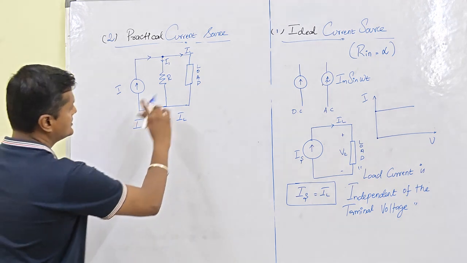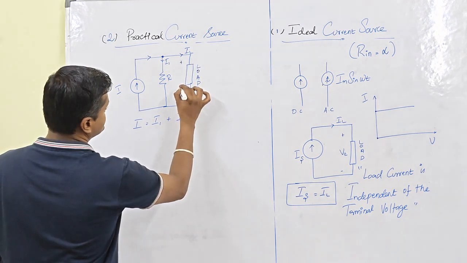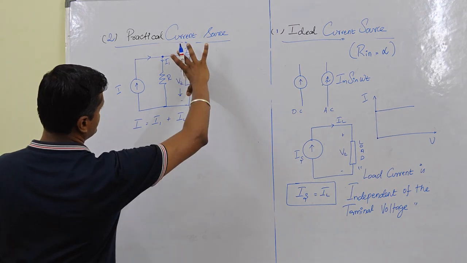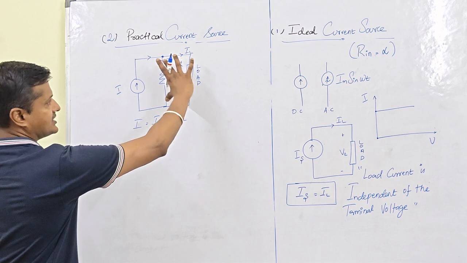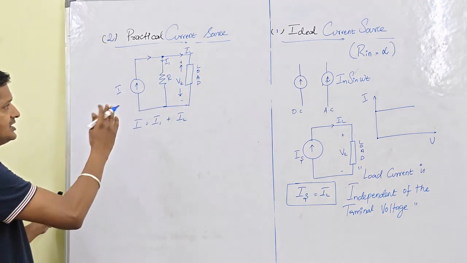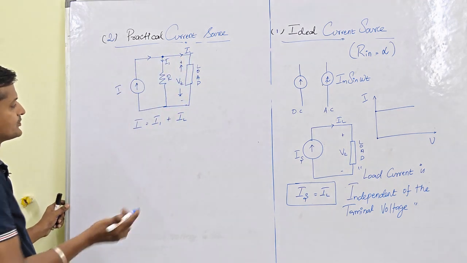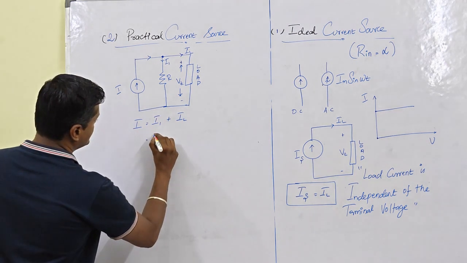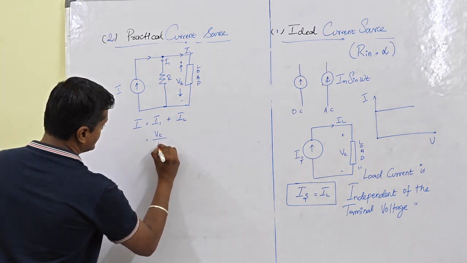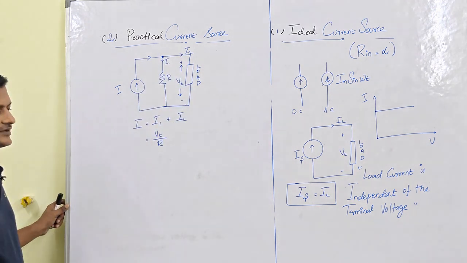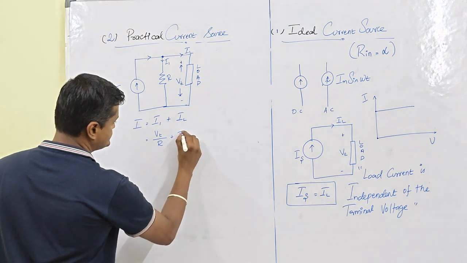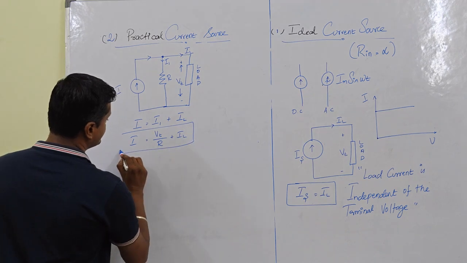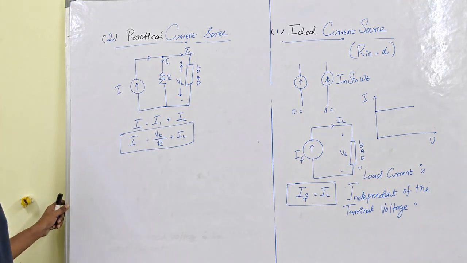IL is the load current. The terminal across it is VT. VT is the voltage across this terminal. Now VT is the voltage across the resistance, which is in parallel. So if we rearrange and write, I1 is equal to VT divided by R. So this equation is I equal to VT by R plus IL.